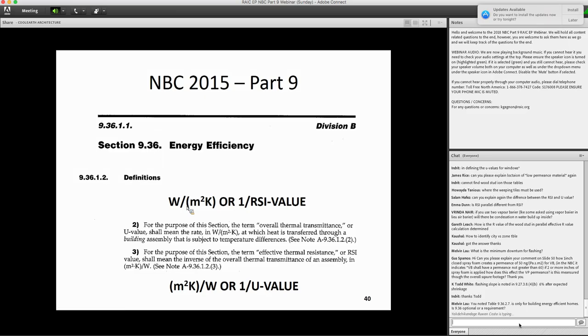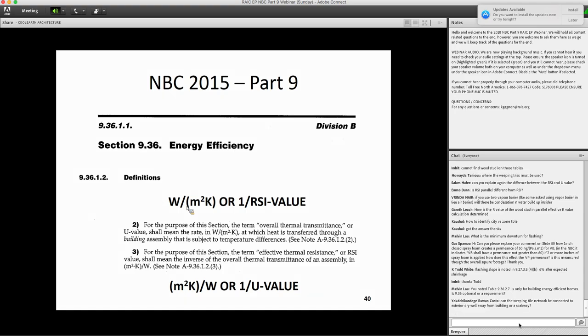RSI value and U value account for the same physical phenomenon, which is the heat transfer from one side of the material to the other side of the material. So we have heat coming from a hotter space to a colder space. The heat will go through. It will balance out. So if you have a mineral wool or an insulation material, that material will allow that heat to flow faster or slower.